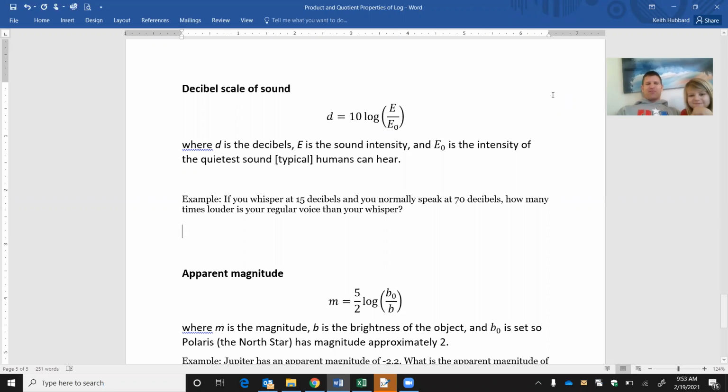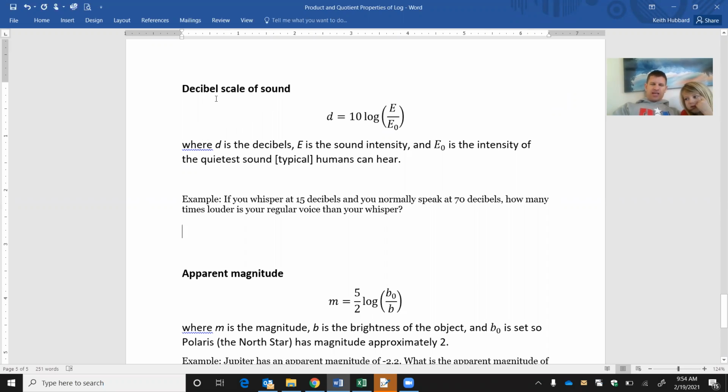We are talking about some applications of log problems. Two applications here. One is how we measure sound, called the decibel scale. And two is how we measure the brightness of stars and planets and the moon, etc. That's called the apparent magnitude.